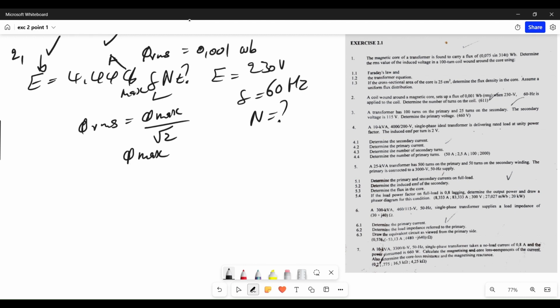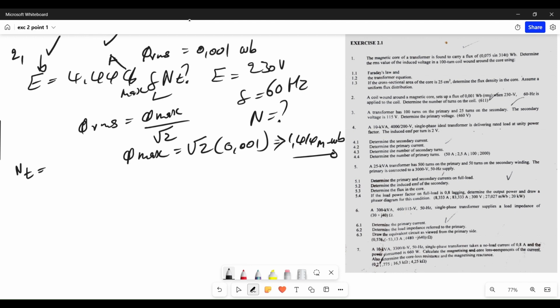So flux max is equals to root 2 times 0.001, which is 1.414 milliweber. So that is the maximum flux to put inside the equation. Now that we have everything that we need, let's make number of turns the subject of the formula.